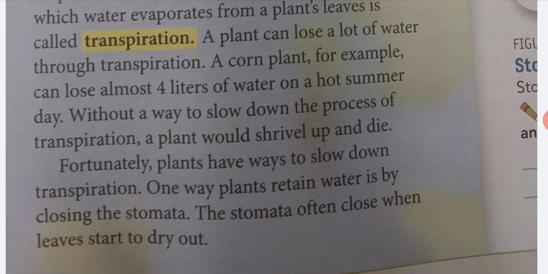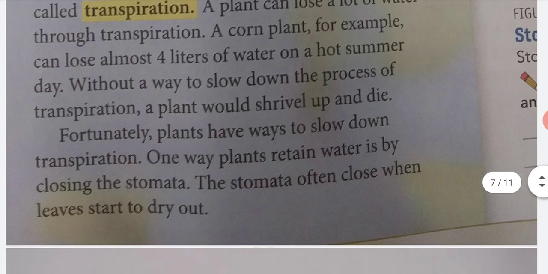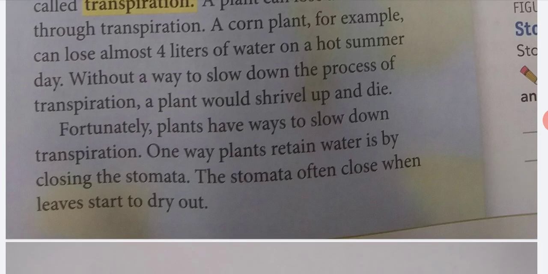Without a way to slow down the process of transpiration, a plant would shrivel up and die. Fortunately, plants have ways to slow down transpiration. One way plants retain water is by closing the stomata. The stomata often close when leaves start to dry out.